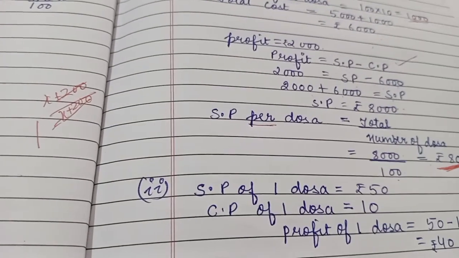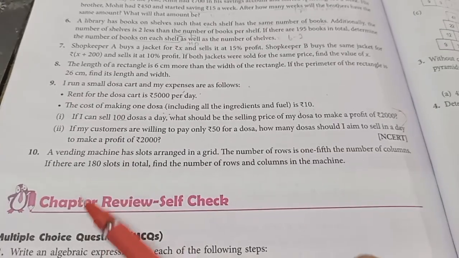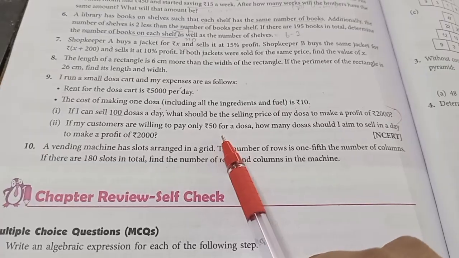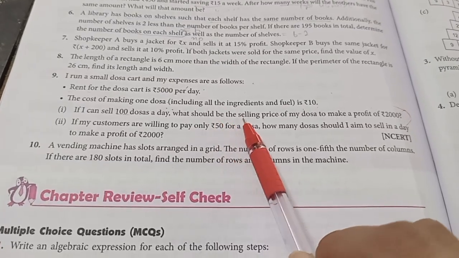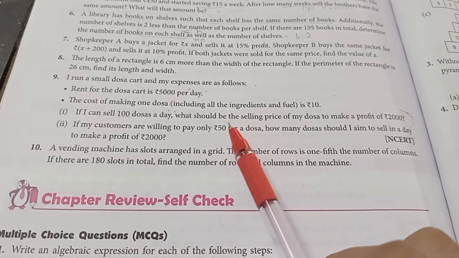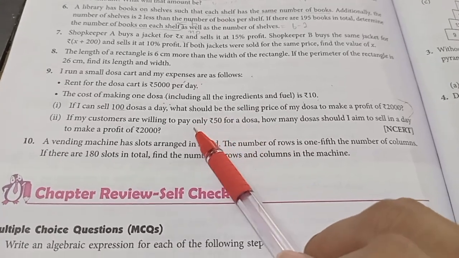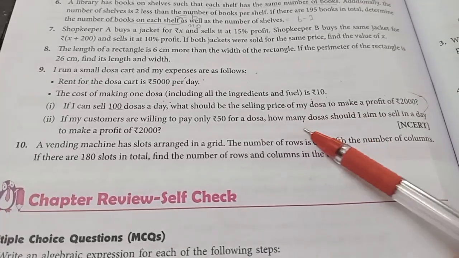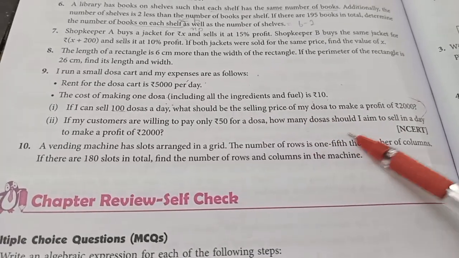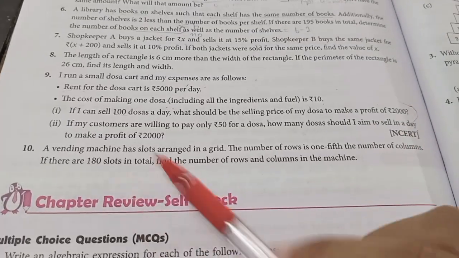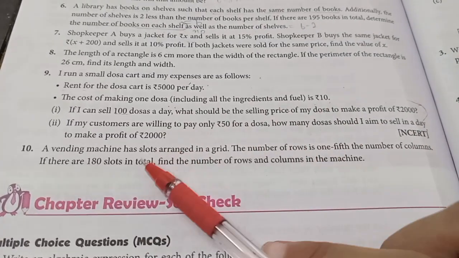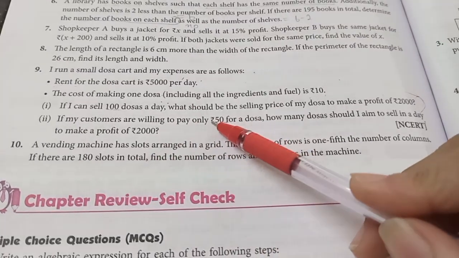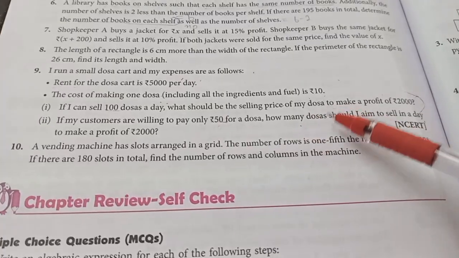Now come to the second part. In the second part, what have they asked and what have they given? If my customers are willing to pay only rupees 50. Okay. In the first part, we got the selling price of one dosa as rupees 80. But now they are saying only 50 rupees we are going to have. How many dosas should I aim to sell in a day to make a profit? Same profit they have given, 2,000. But now the selling price of one dosa they have given, that is rupees 50. You have to find the number of dosas.